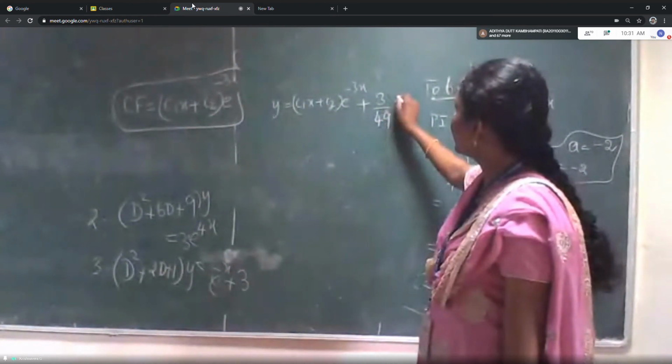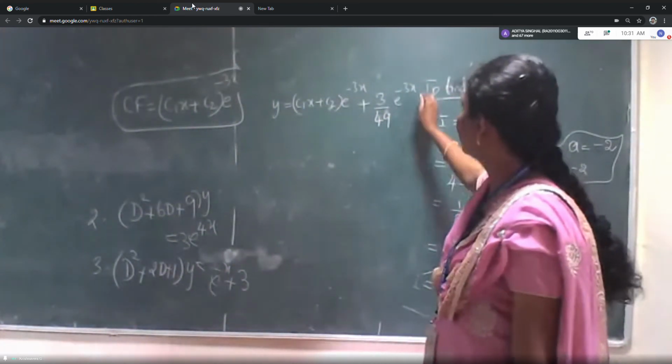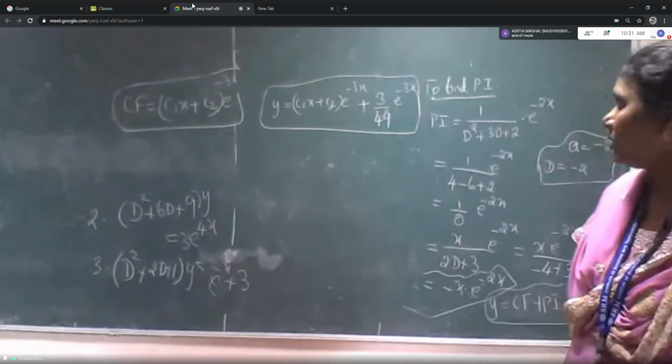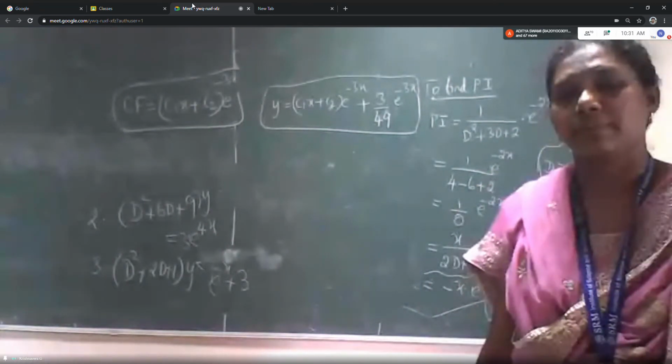This is the correct answer. Everybody check with your answer. 3/49 into e to the power minus 3x.